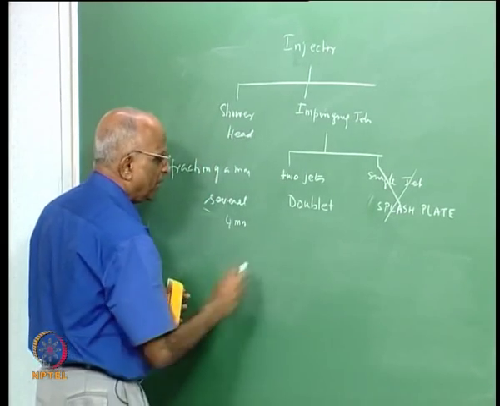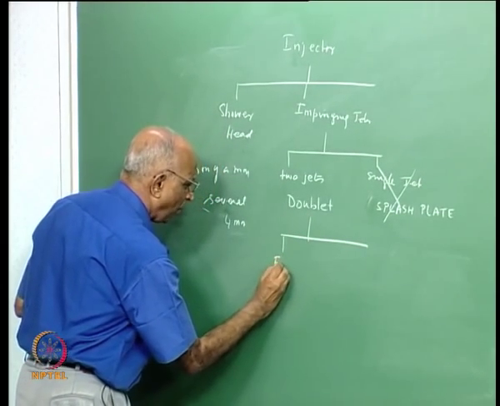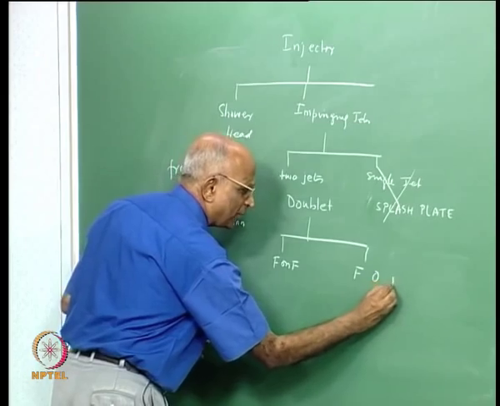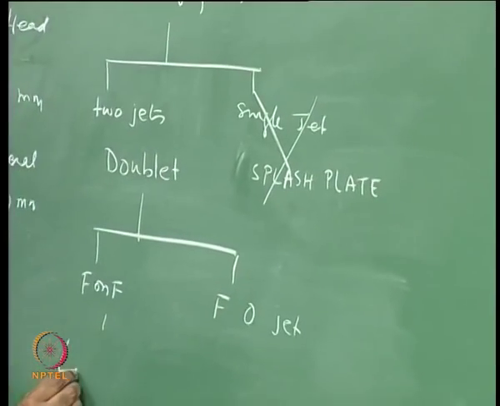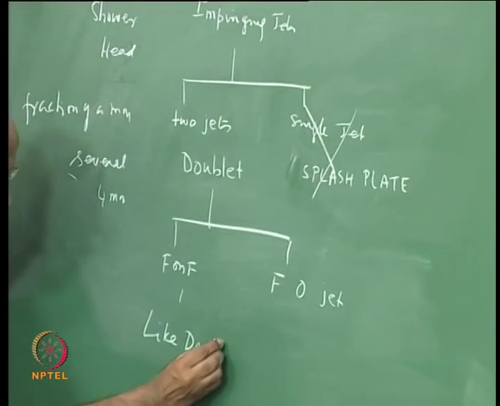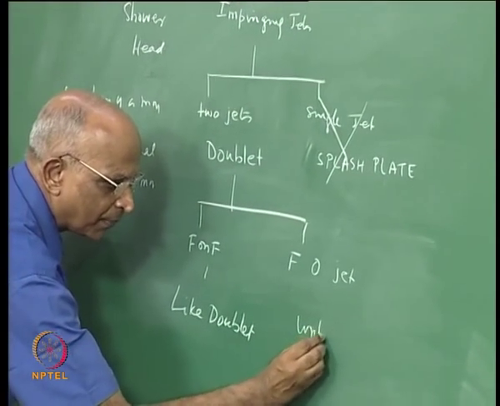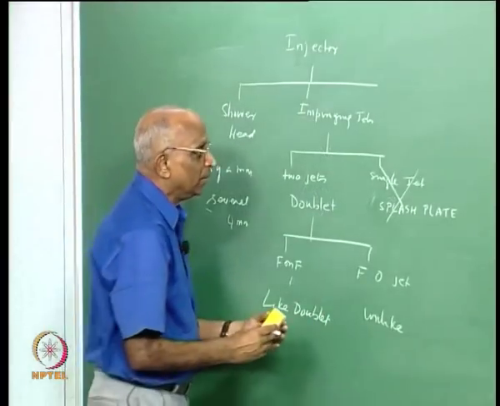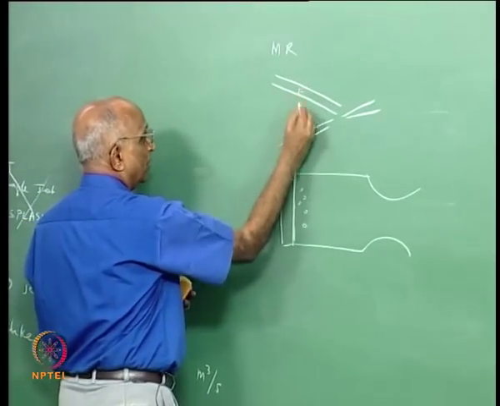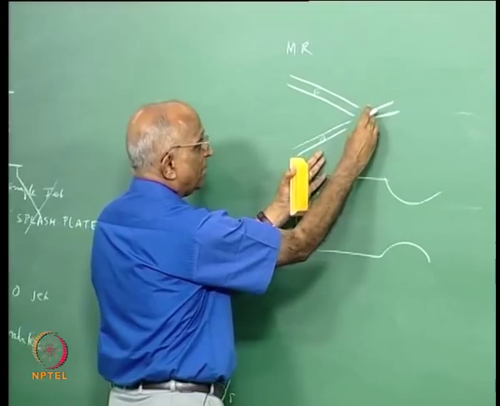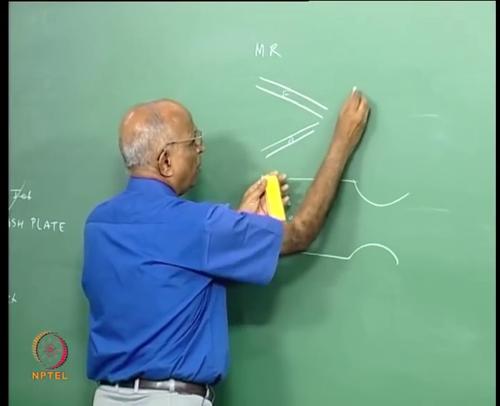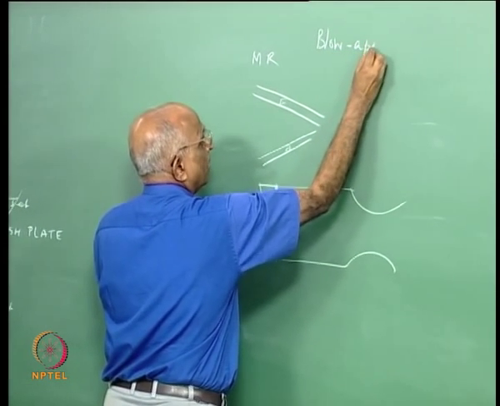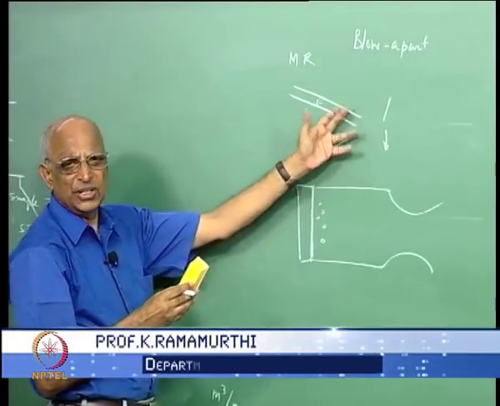In the doublet, I could impinge fuel jet on fuel jet, or I could also take fuel jet on oxidizer jet. I could have one of them. This is known as a like doublet, and this is known as an unlike doublet, because I take unlike substances, fuel and oxidizer, and impinge them. And what happens in unlike? Supposing I have a jet of fuel with a jet of oxidizer, and because of chemical reactions which can occur, I could have something like a blowing apart of this, and therefore I have some problems like blow apart because of chemical reactions. You know, you have to control these things and still make an injector.